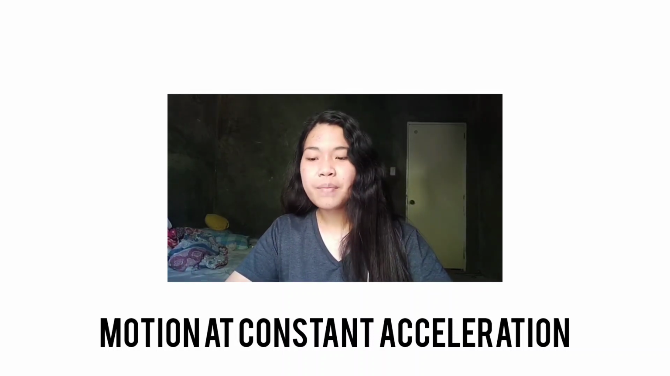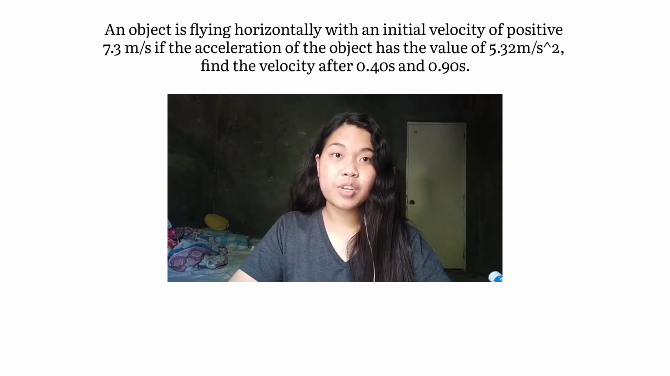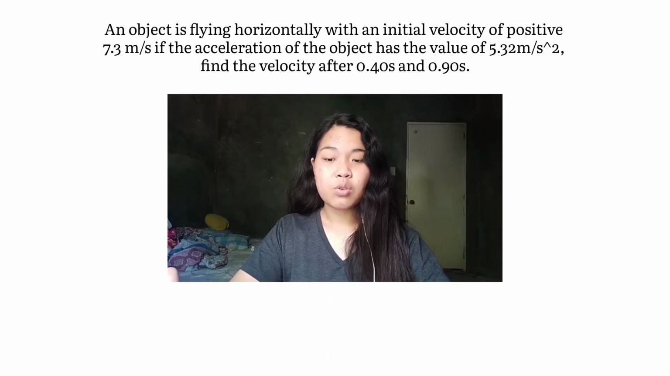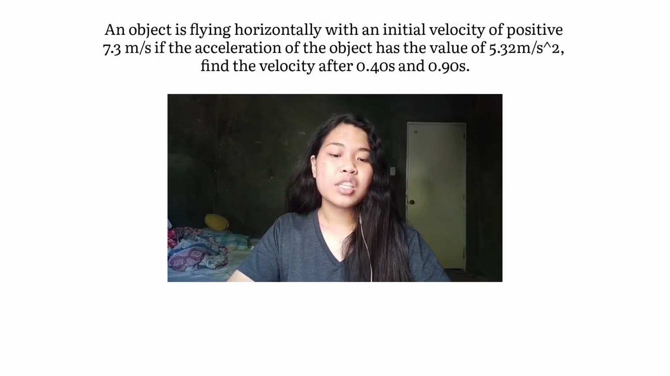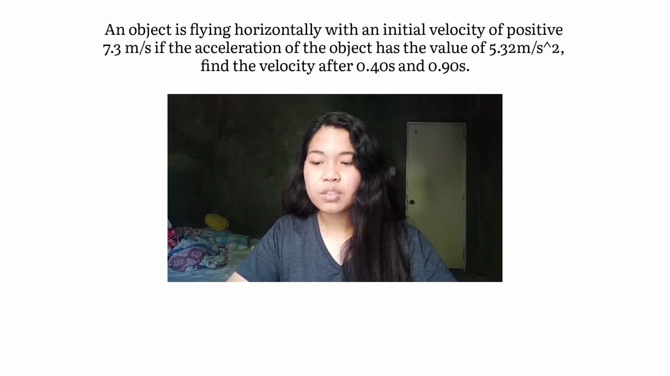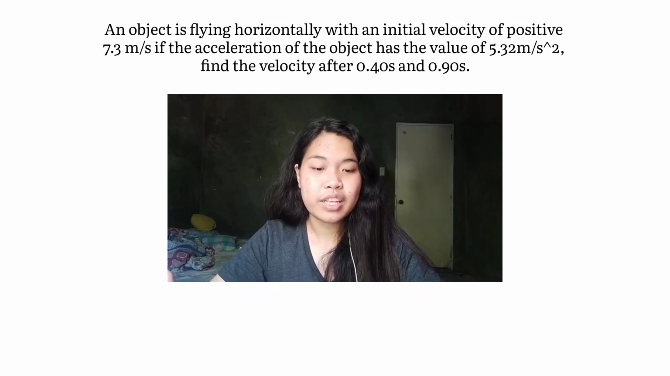So here's our problem. An object is flying horizontally with an initial velocity of positive 7.3 meters per second. If the acceleration of the object has the value of 5.32 meters per second squared, find the velocity after 0.45 seconds and 0.90 seconds. By answering this problem, we should first analyze what equation is applicable in it.